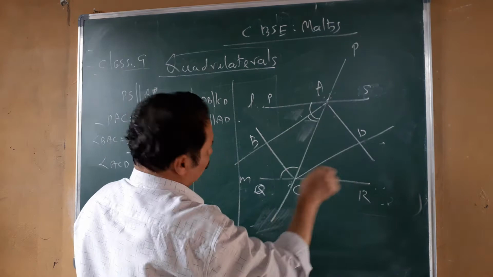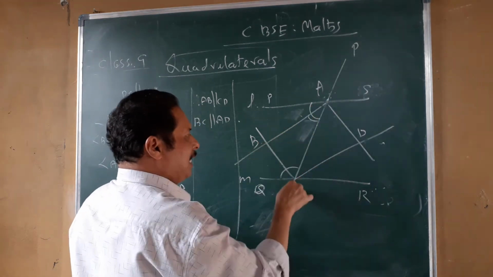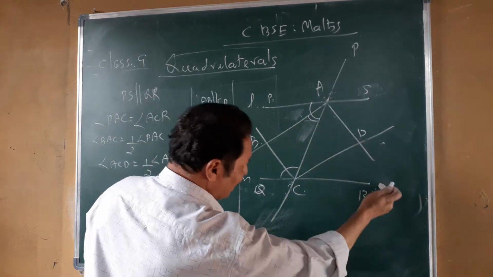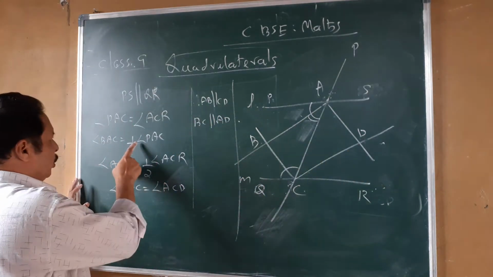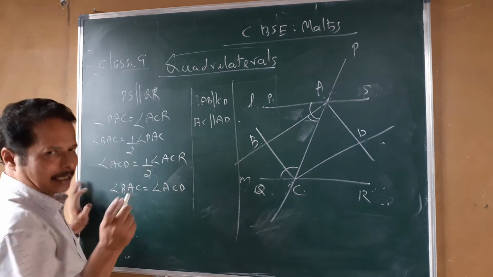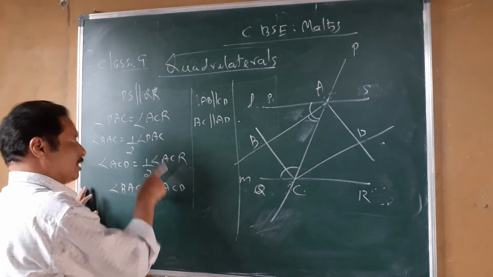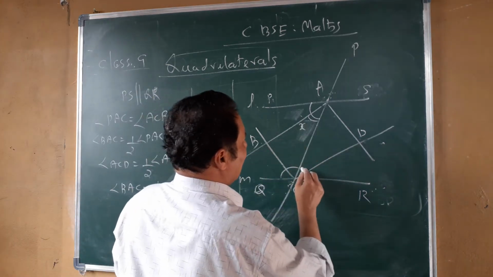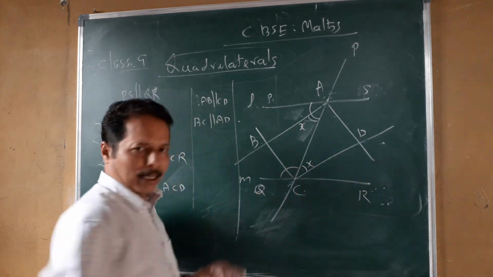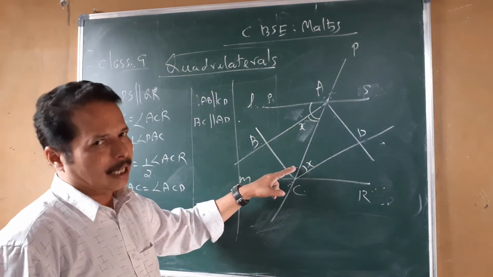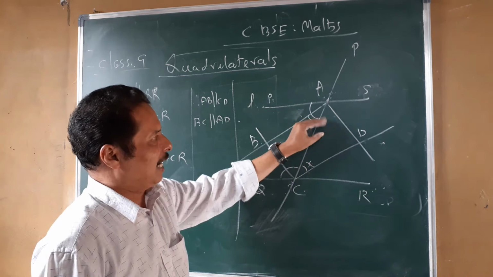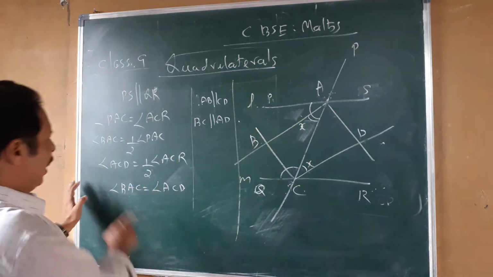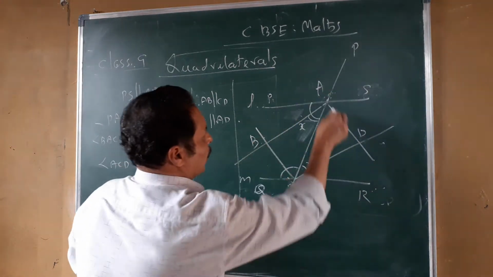Angle PAC is equal to angle ACR. Angle BAC is half of angle PAC. Angle ACD is half of angle ACR. So these two angles are half of these, and these angles are equal. Therefore, angle BAC and angle ACD are both equal. Halves of equals are equal. Now, angle BAC is equal to angle ACD.